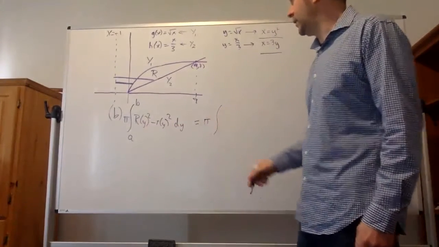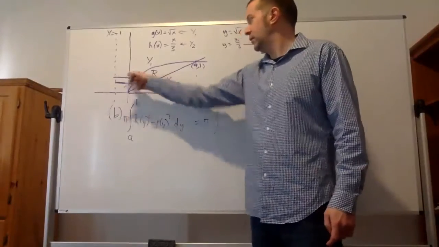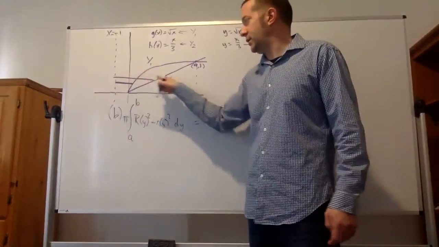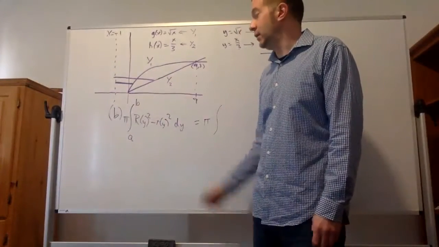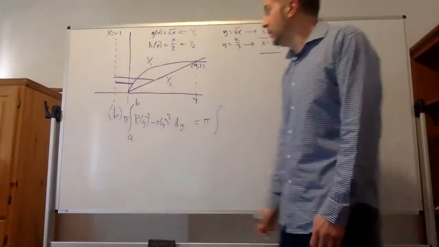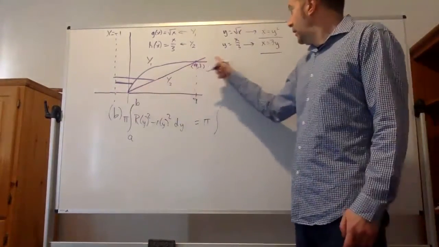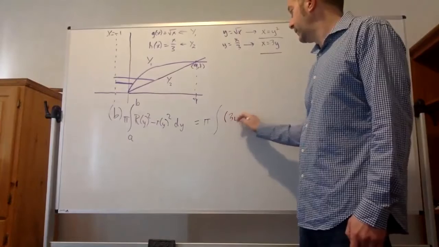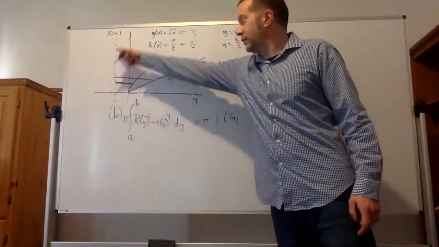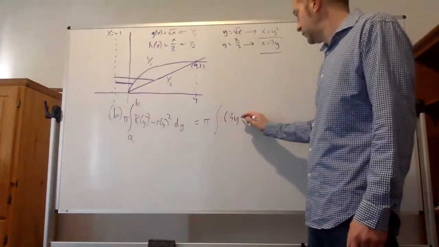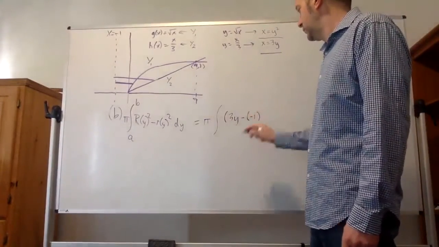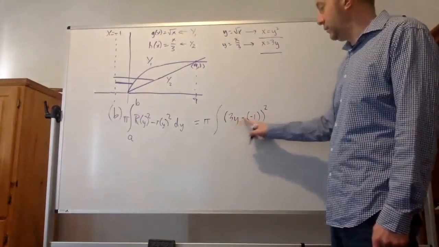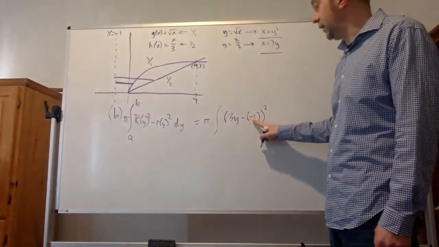Talk about the limits in just a second, but big R is this longer line. I don't want you to mix up this R, which stands for the region. This larger radius here is going to be the right curve minus the left curve. The right curve is this straight line, which we said is x equals 3y, and the left curve is x equals -1.